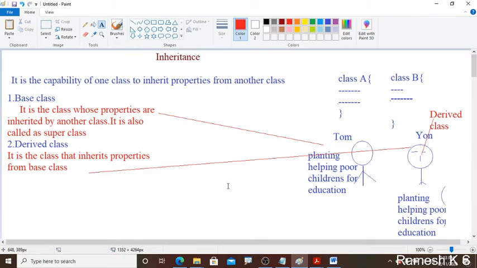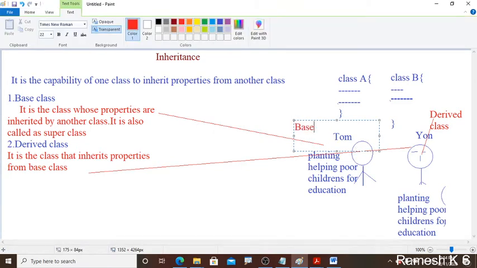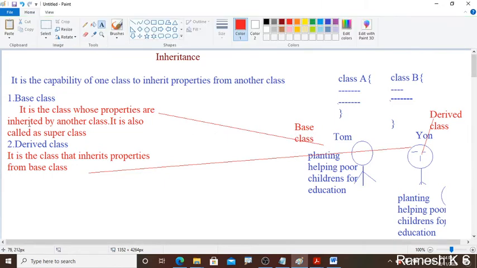Okay. So now, what is a base class? It is a class whose properties are inherited. This property is already inherited by some other classes. So now it becomes a superclass. Now this class is a superclass or base class, whose properties are inherited by another class. So this is the base class and derived class explanation.